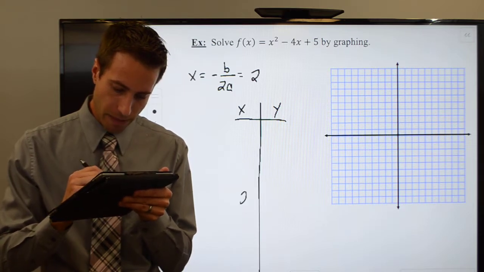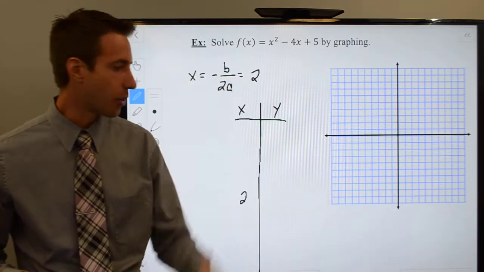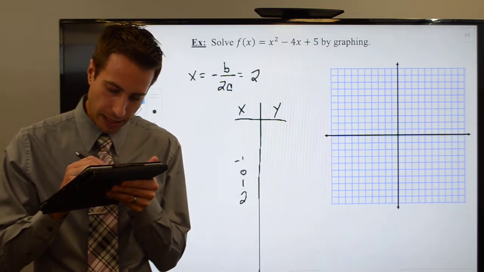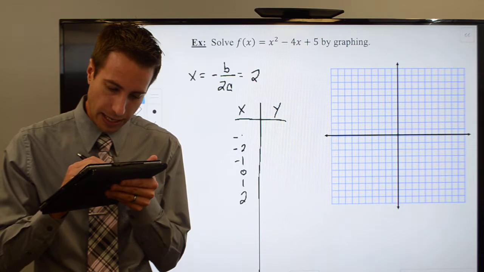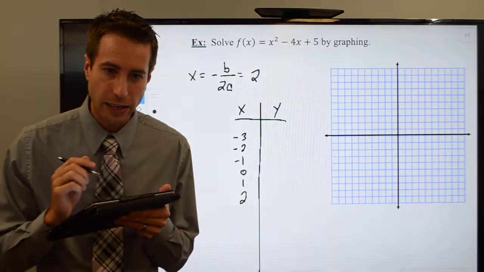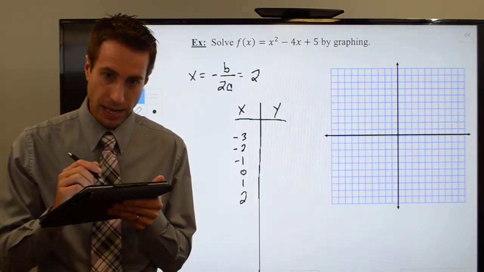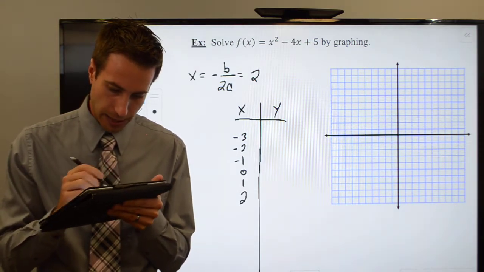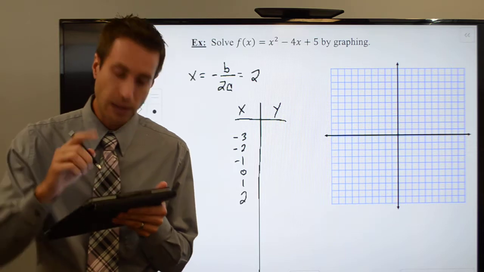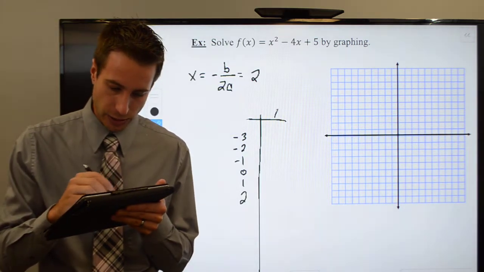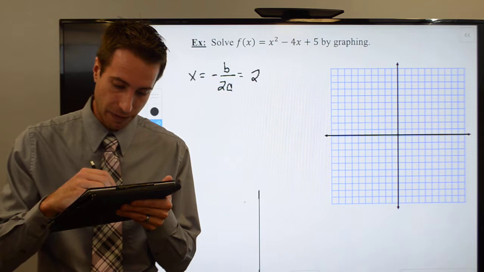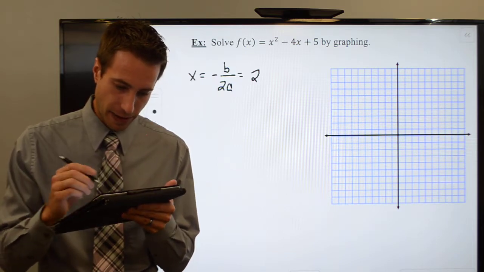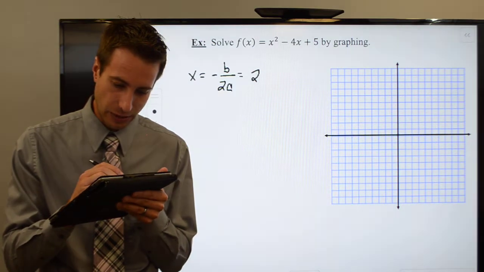2 is going to go in the middle of my table, and we'll just go in either direction from there. 1, 0, negative 1, negative 2, negative 3. Let's see, how far did I go? Negative 4. Actually, I need a little bit more space. I actually went to a minus 5. So let me go ahead and do that. Find a little bit more space here. I'll just have to write a little smaller.